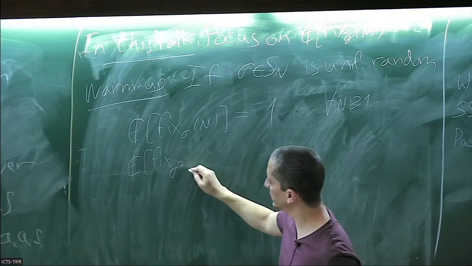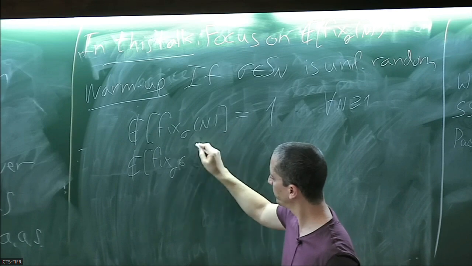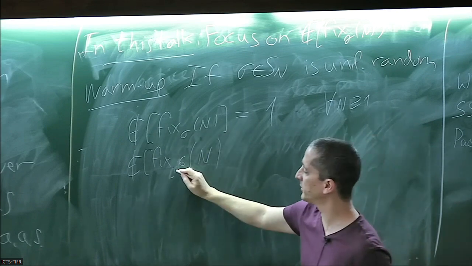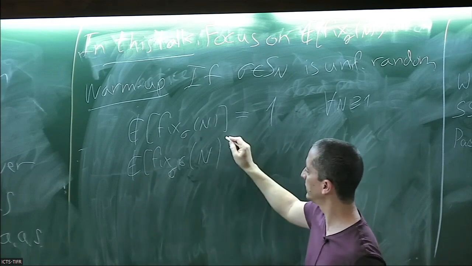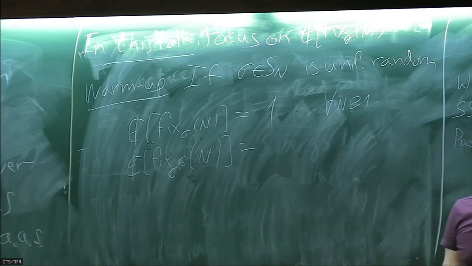What if you take the square? Okay, let's take the 6th power. Now I take a uniformly random permutation, but I take the 6th power of it. What is the expected number of fixed points now?